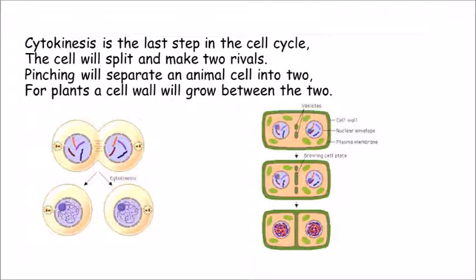Cytokinesis is the last step in the cell cycle. The cell will split and make 2 rivals. Pinching will separate an animal cell into 2. For plants, a cell plate will just grow between the 2. Now you know the basics of cell biology.